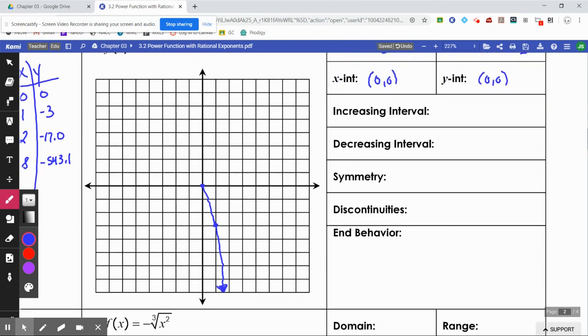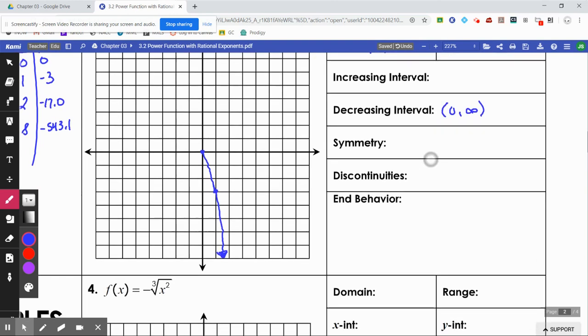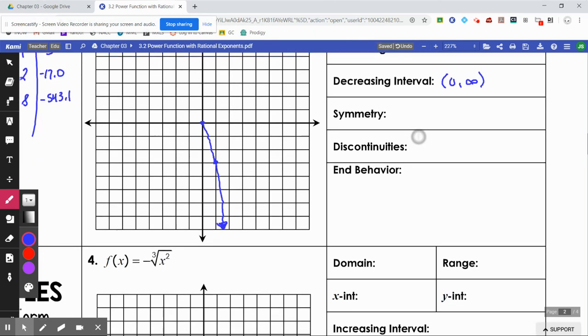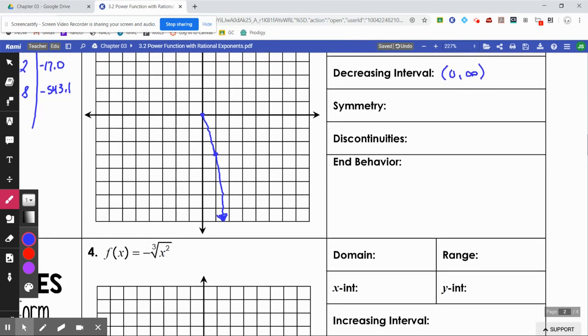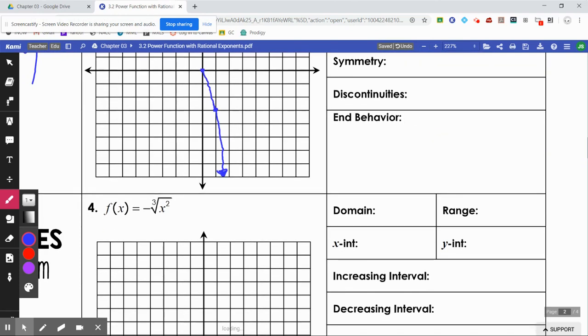Increasing interval, it does not increase anywhere. However, it does decrease starting at 0, and it decreases forever. Symmetry, there is none. Discontinuities, there are none. And finally, in behavior, as we travel to the right on our graph, your y value decreases because of the negative out front. As we travel closer to 0 to the left, my y value gets closer to 0.